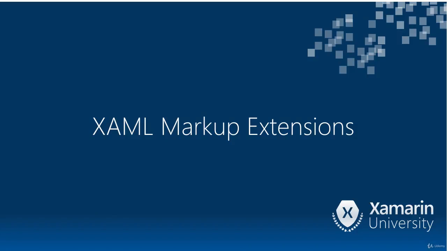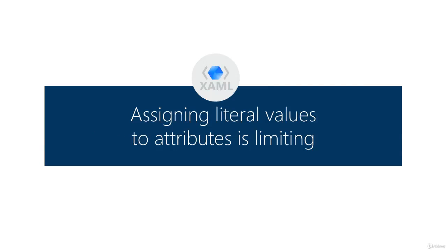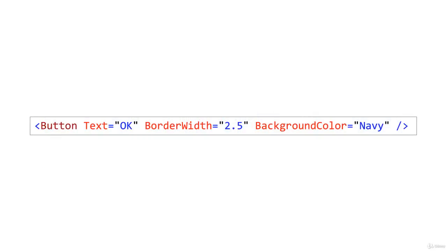Here we're going to talk about XAML markup extensions. The idea here is that assigning a literal value in your XAML is a bit limiting. For example, here I'm assigning three properties. The first one's a literal string, and the text property there is a string, so the types match.